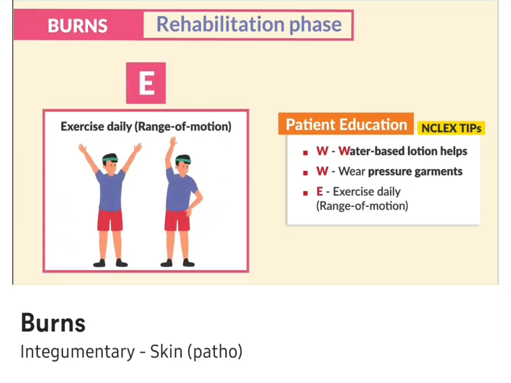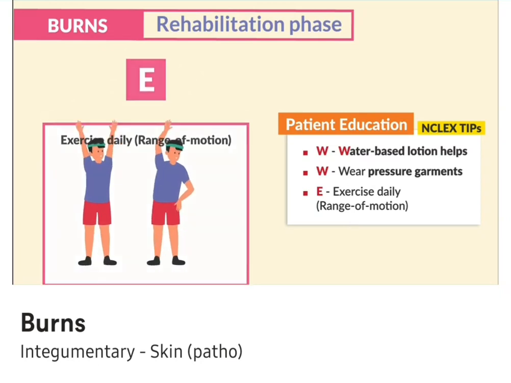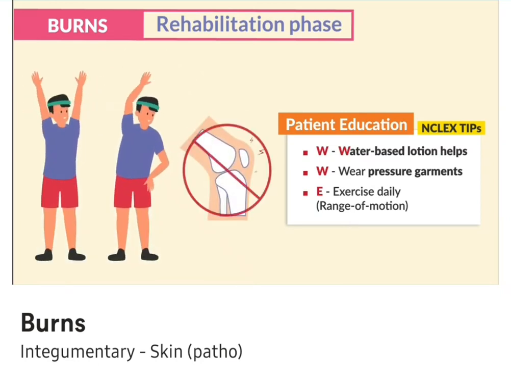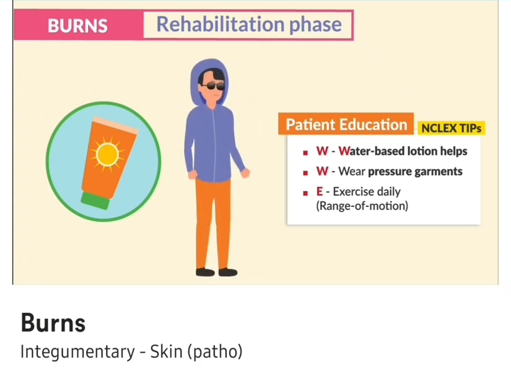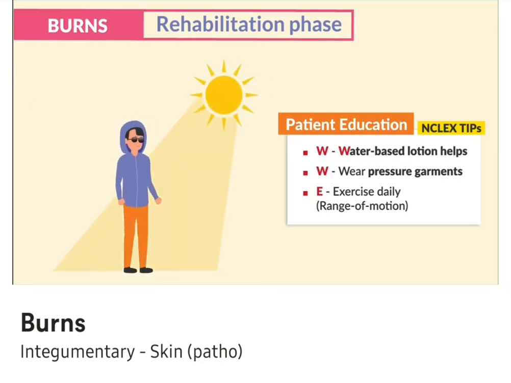And E is for exercise daily with range of motion. This helps to promote movement and prevent stiff joints, and we always encourage sunscreen and protective clothing when going out in the open sun to prevent those darn sunburns.